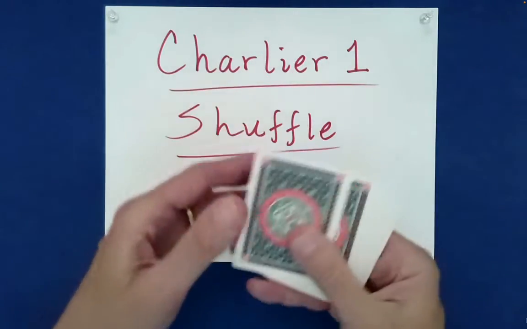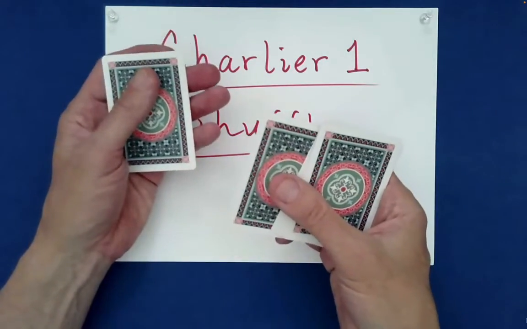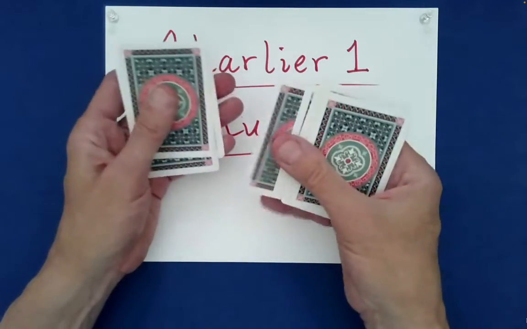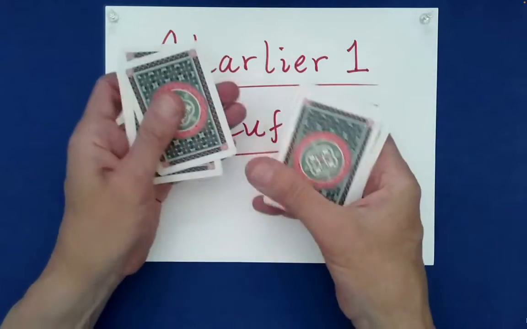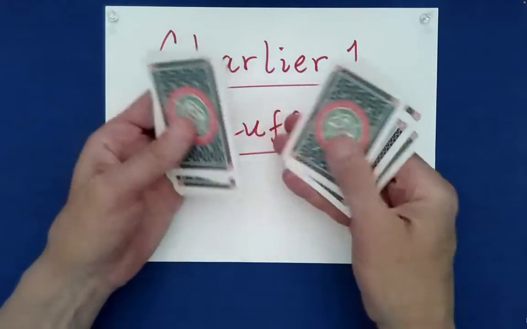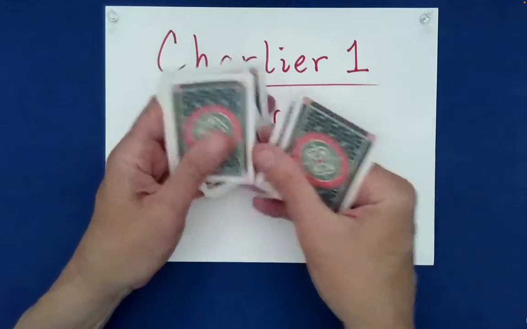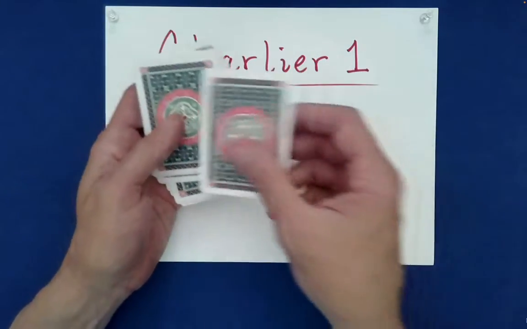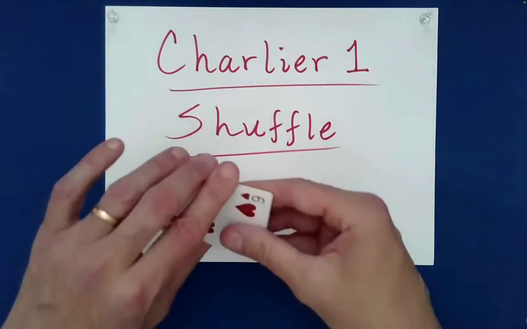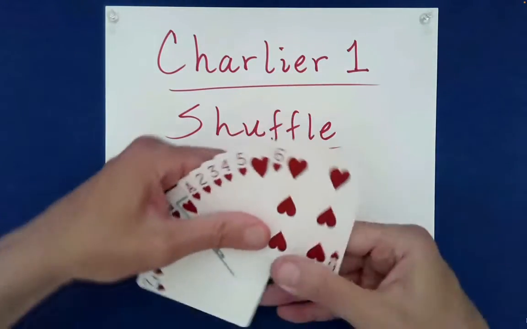So you push over the top card. The bottom card now goes on top. Top card over here goes on the bottom. Bottom on top. Top to bottom. Bottom on top. Top to bottom. Bottom on top. Top to bottom. Bottom to top. Top to bottom. Bottom to top. Okay, so what has that actually done to the ordering of the cards?